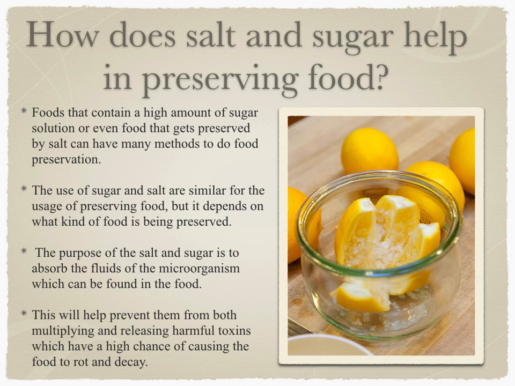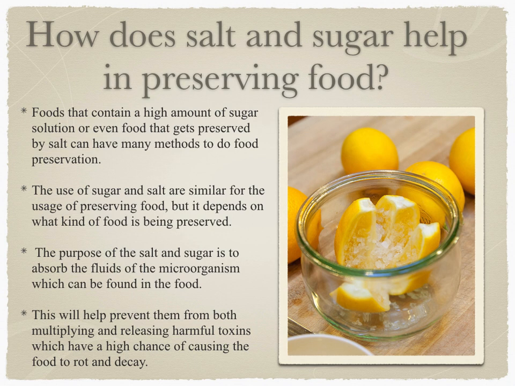How does salt and sugar help in preserving food? Foods that contain a high amount of sugar solution, or even food that gets preserved by salt, can have many methods to do food preservation. When it comes to preserving food, there are many varieties. For example, meat and vegetable products are preserved by salt and sugar, while fruits and jellies are preserved by a high sugar concentration.